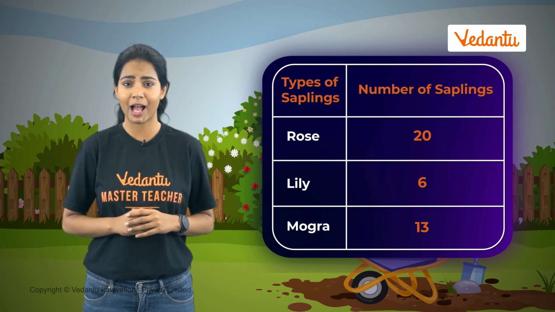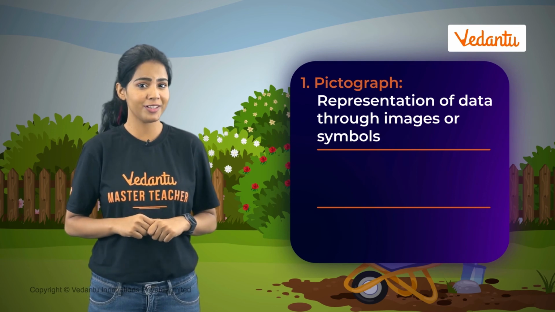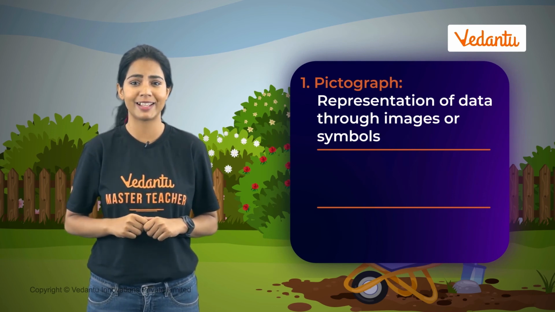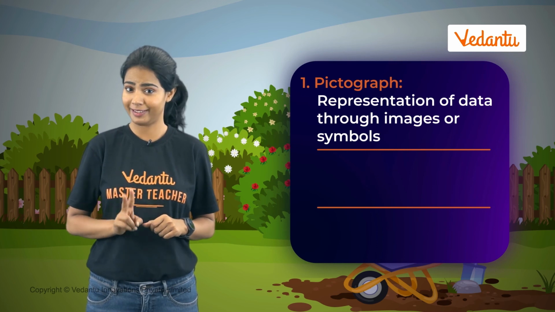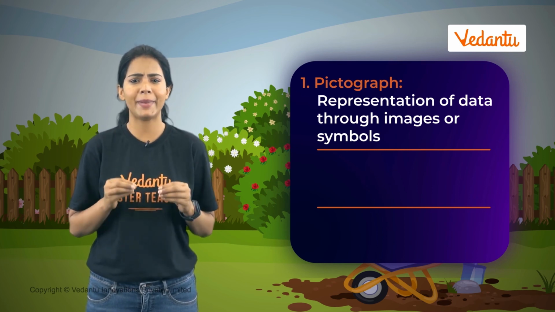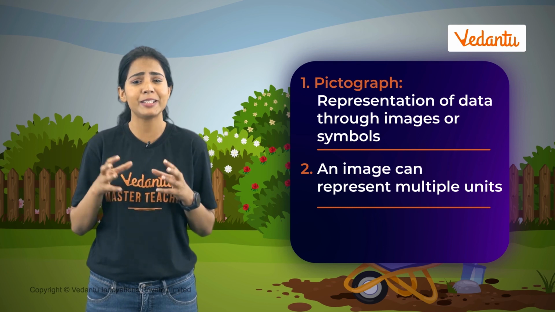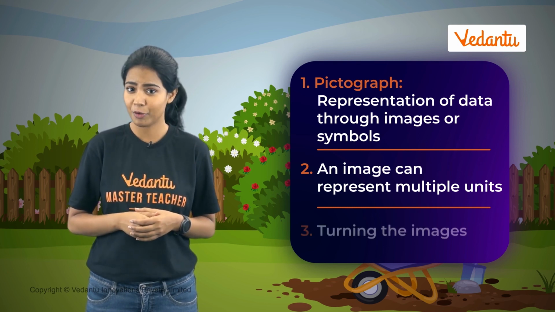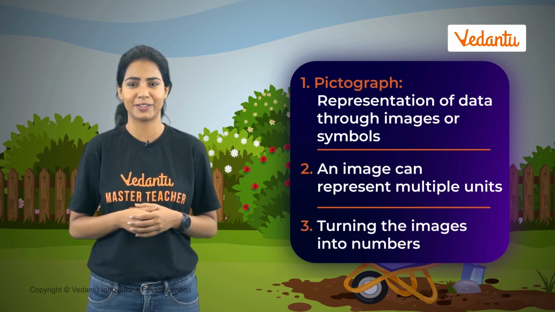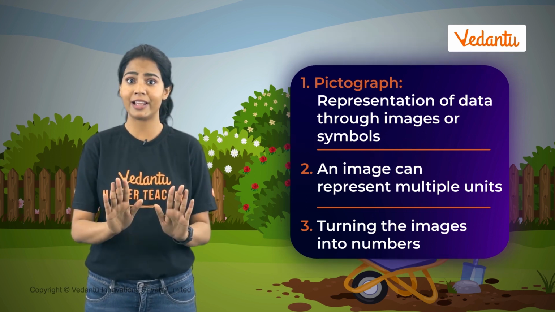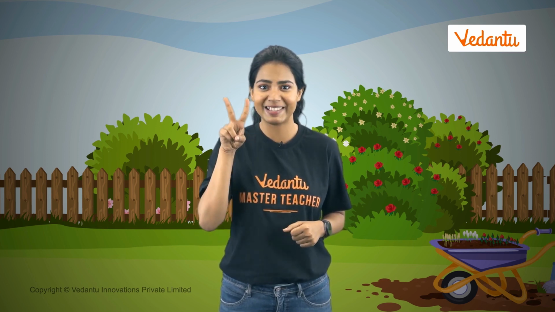Let's have a quick recap to see how we found these numbers. So first, we created a pictograph to present the number of saplings we have. Then, we shrunk it down by making one image represent multiple saplings. And finally, we converted the images to numbers. Finally, I can plant these saplings in my garden. Meanwhile, you can keep track of glasses of water you drink per day in a week using a pictograph. And remember, we stay curious.